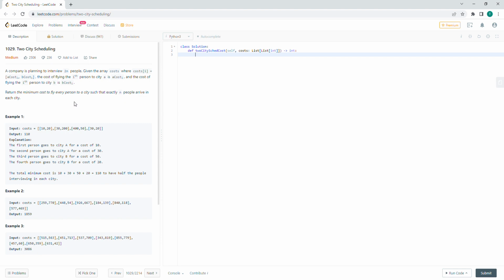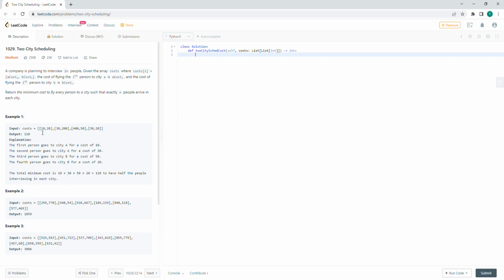Okay. So basically, another way of saying this is that we have to interview 2N people, and that means that we have to bring a person at each index to a city, and each index will hold the cost of it, where the first cost is to city A, and the second cost is to fly to city B. And yeah, that's pretty much it.